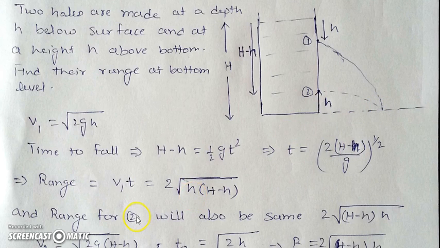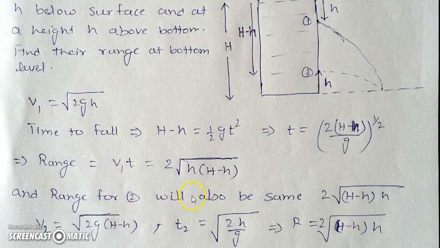Similarly, for point 2, V2 will be this, as the height from the top is capital H minus h. The velocity of efflux formula will give this velocity. T2 will be this, and this distance, the range, will come out to be the same as in case 1.